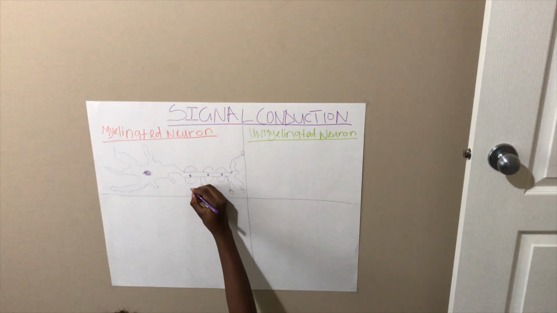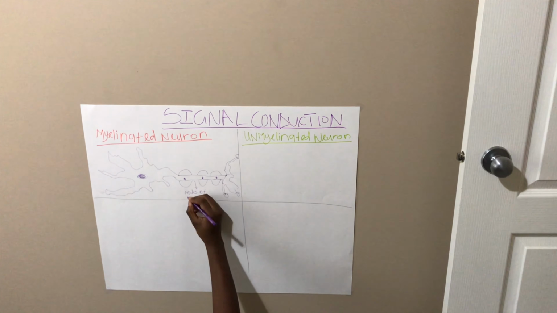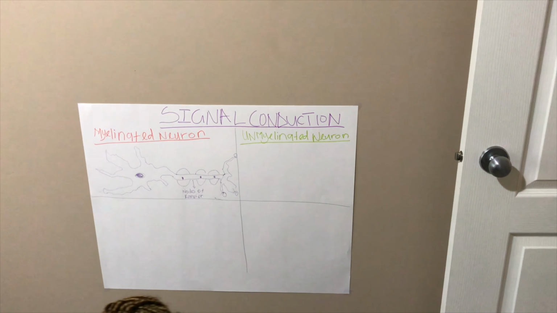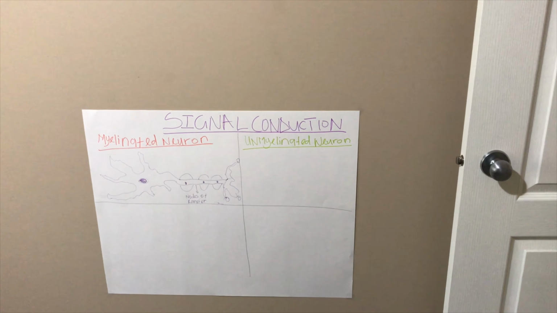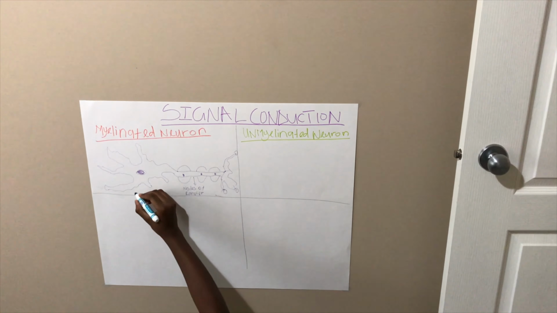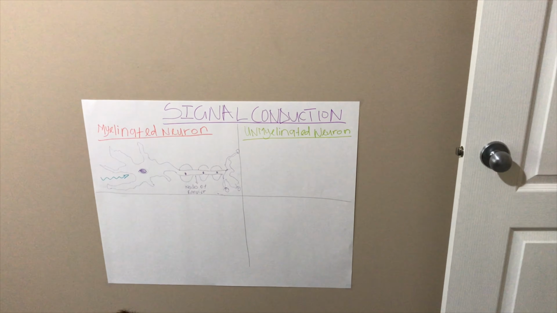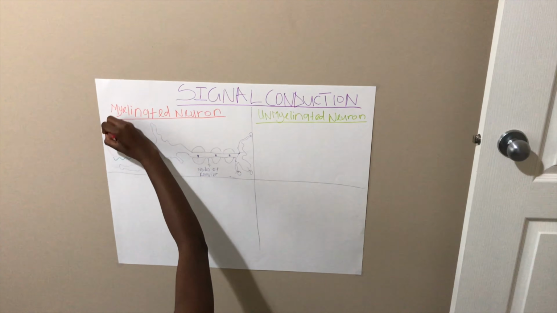In a myelinated neuron, when an impulse is sent into the axon, the signals are able to move from one point of the nodes of fiber to another through a jumping motion. This is known as saltatory conduction.